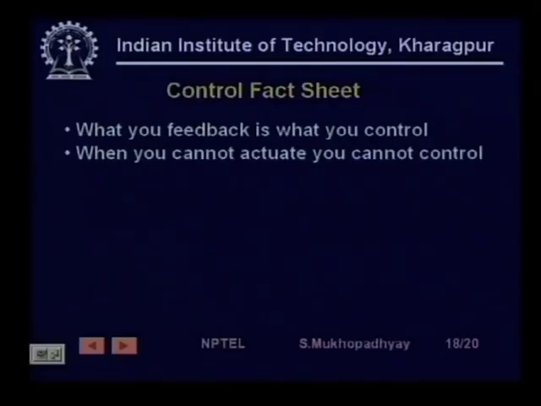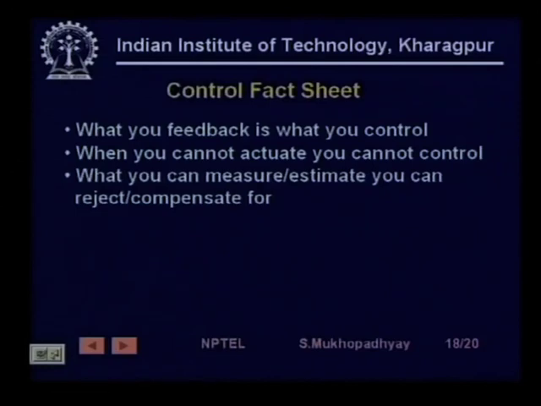Then, what you cannot actuate, you cannot control. You may be giving whatever output from the controller, you may be using a fancy algorithm, but if you cannot actuate it, then you are not controlling it. If you can measure or estimate the disturbances, then you can compensate them. There are many advanced algorithms which precisely try to do that.